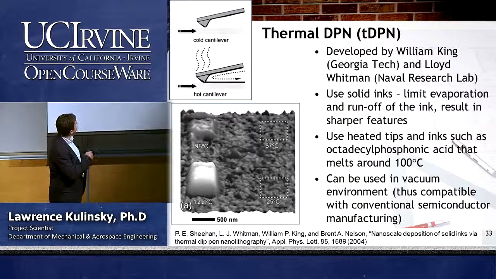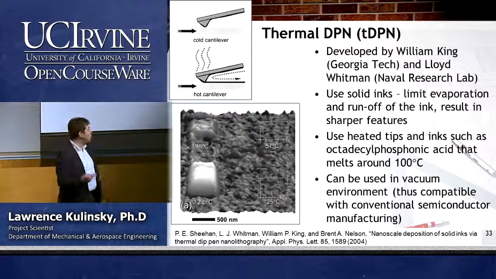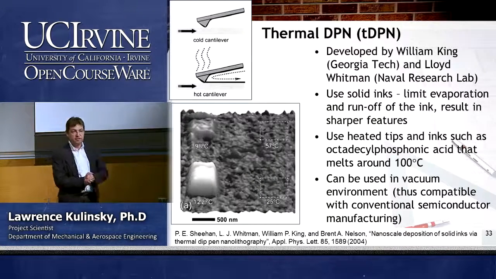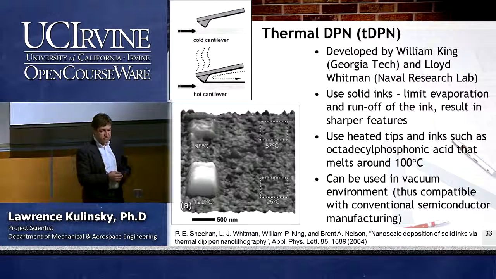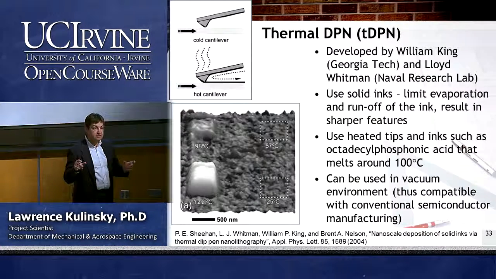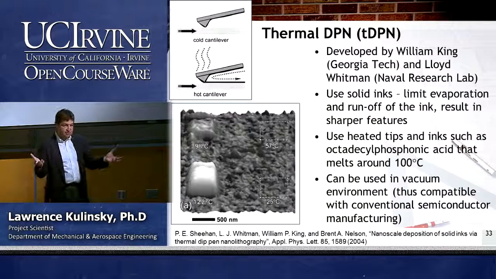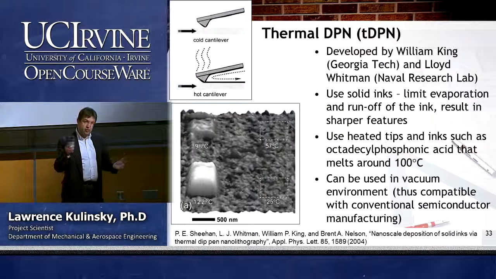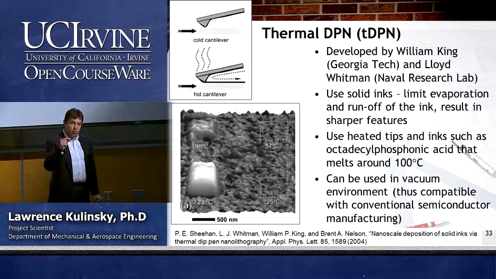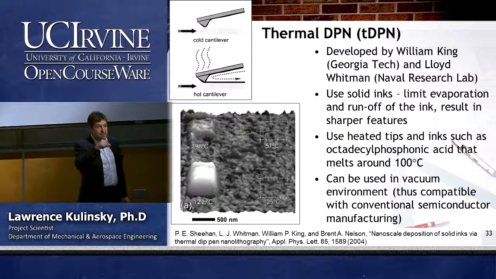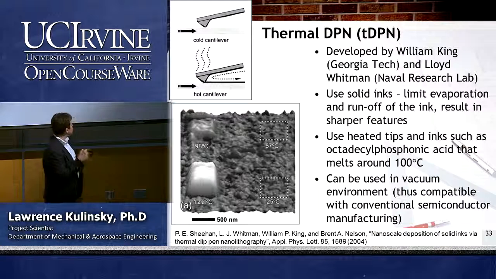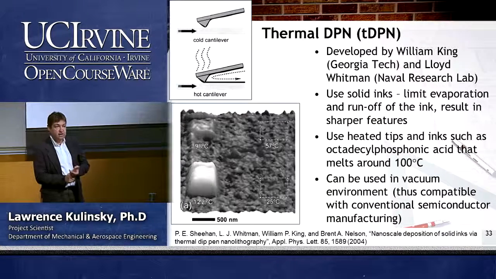You can use dip-pen nanolithography, it's DPN for short, even more effectively if you don't have liquid ink but solid ink. When you have liquid ink, it evaporates, for example. So when you have solid ink, you heat up the tip, and you deposit your ink only when you heat the tip. So you can also improve your resolution that way.